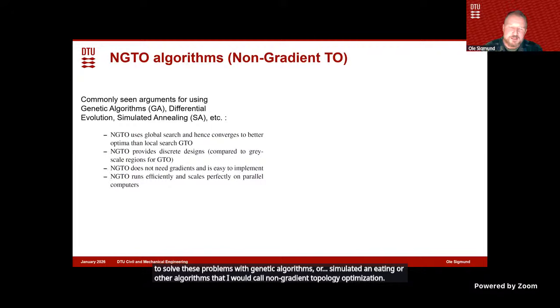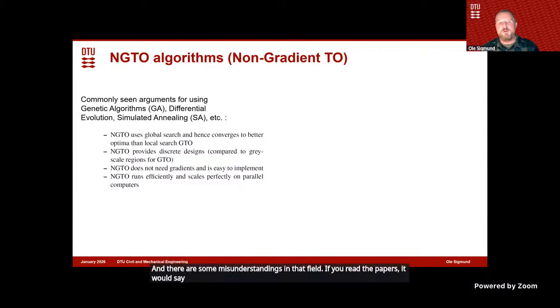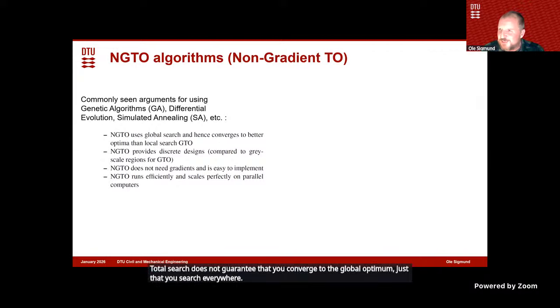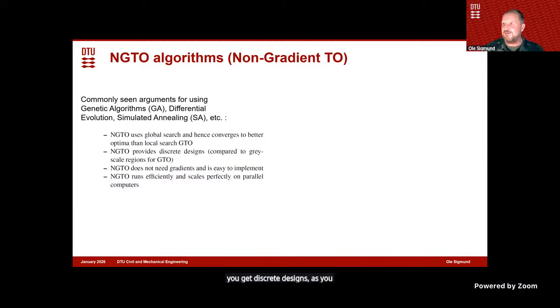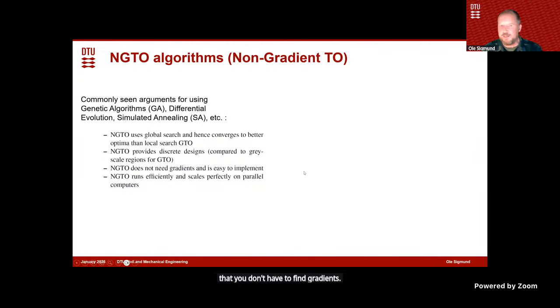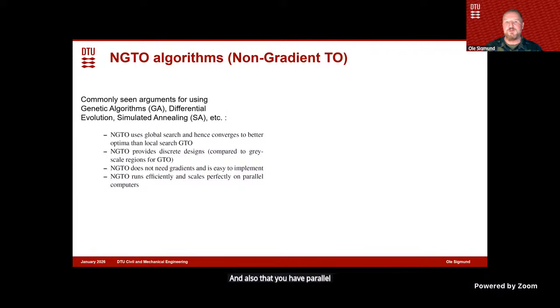And there are some misunderstandings in that field. If you read the papers, they would say that they use global search and hence converge to better optima, but that's a misconception. Global search does not guarantee that you converge to the global optimum, just that you search everywhere. You get discrete designs. As you will see, we can get discrete designs by other more efficient means, that you don't have to find gradients, but actually they are really easy to implement and compute. And also that you have parallel computers, so it scales perfectly.